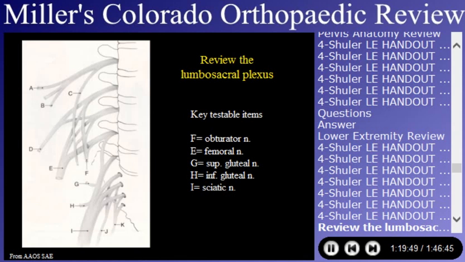F is the obturator nerve. E, key testable item, L2 to L4. And the reason why it's important to know this is they won't label the diagram as 5, 4, 3, 2, 1.